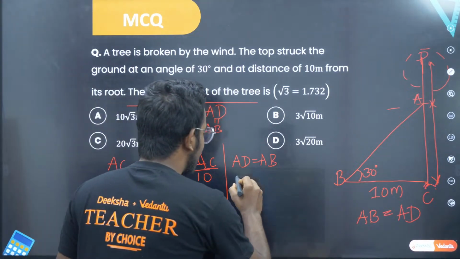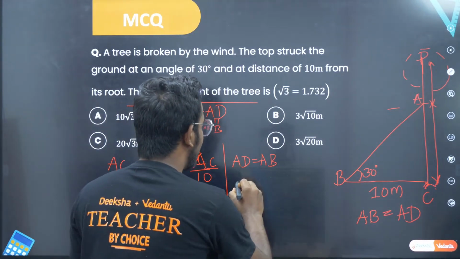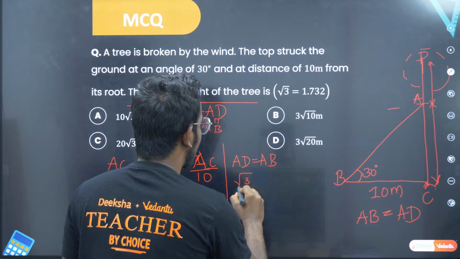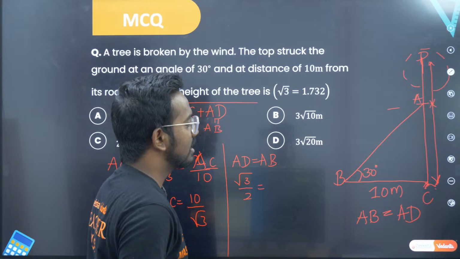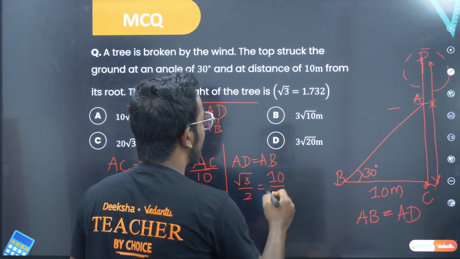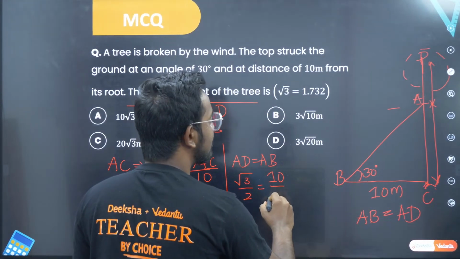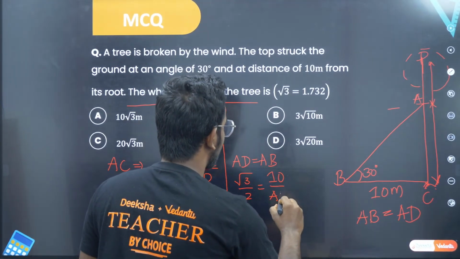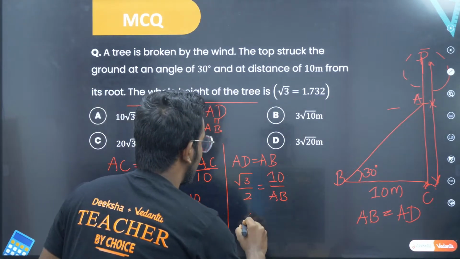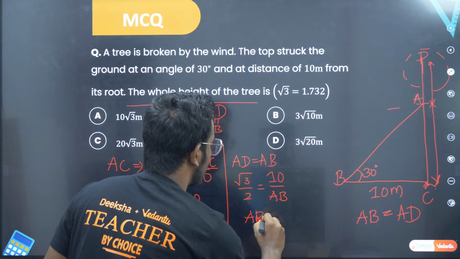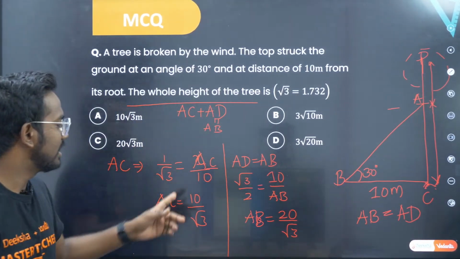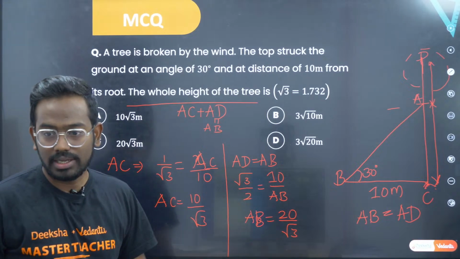Now cos theta, that is cos 30, will be root 3 by 2. That is adjacent by hypotenuse. Adjacent is basically 10. Hypotenuse I don't know, I'll put it as AD or AB itself. So from here I'll get AB. AB is equal to 20 by root 3. Pretty simple. You've got 10 by root 3 as AC, and AB as 20 by root 3.